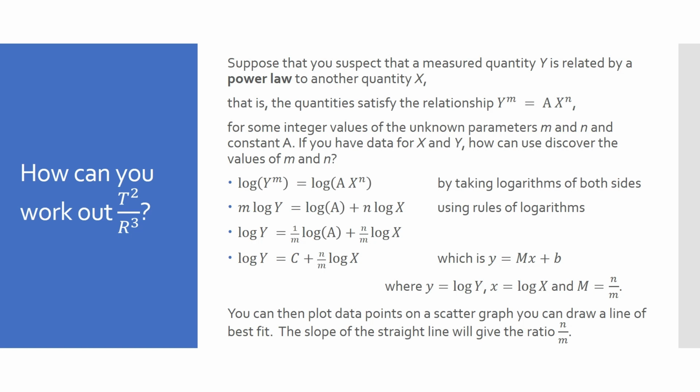Now we can see that what we have is in the form of y equals mx plus b, where y is equivalent to log y and x is equivalent to log x. So if you transform the data and plot the points on a scatter graph, you can draw a line of best fit, and the slope of that straight line will give you the ratio n on m. We've done this in another video, and for the planets it turns out you get 3 over 2. The gradient's 1.5, but 3 on 2 then turns out to be the powers of this relationship, which is what Kepler discovered with T squared on R cubed.